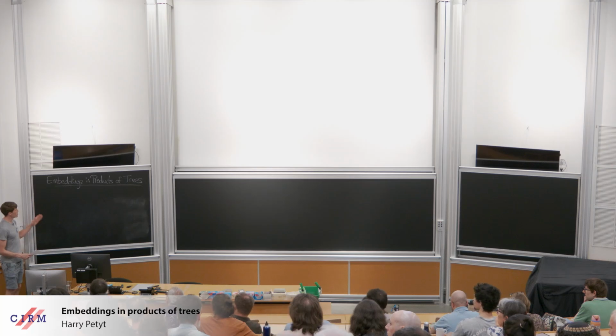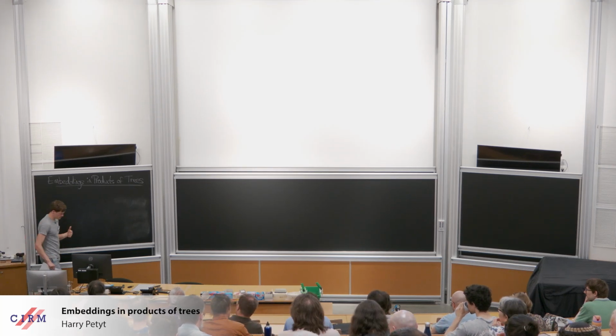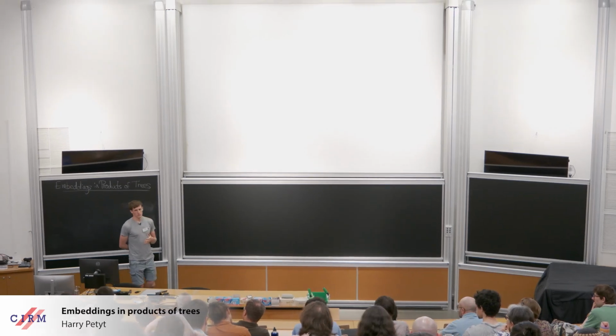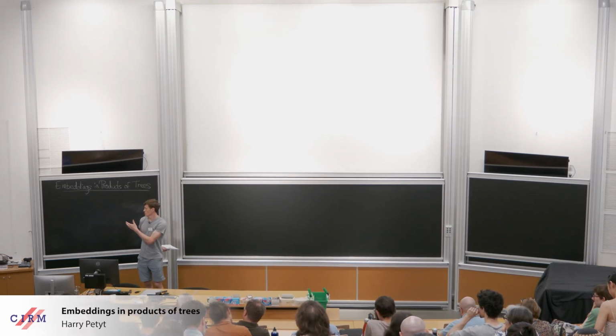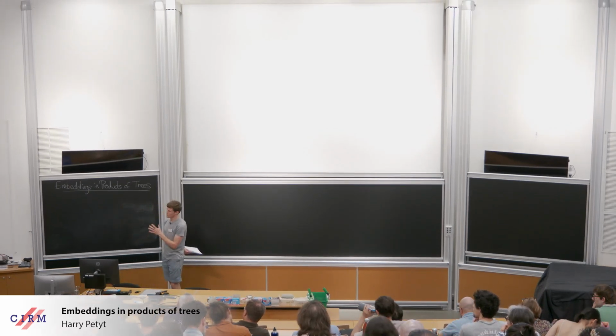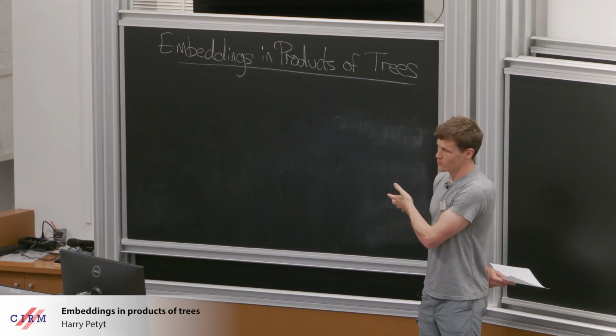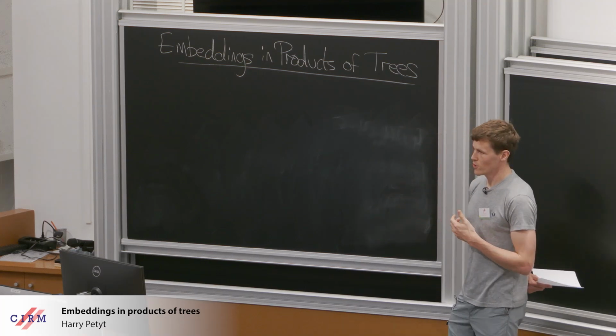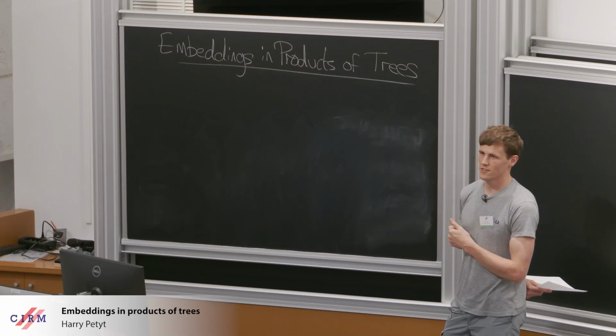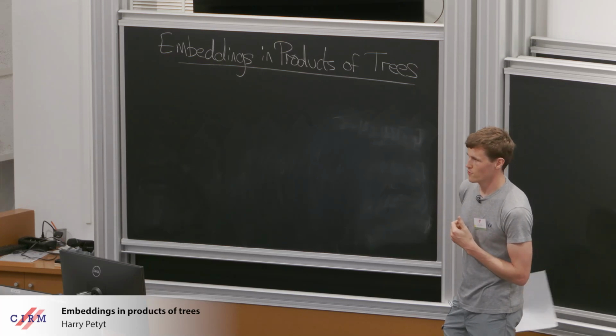So yes, I'm talking about embedding things into products of trees. And here, I'm thinking of a product of trees as being some kind of model geometry for the space or a group. And the idea is that if this model geometry is something you understand the geometry of well, and if you can embed something inside it, then that's supposed to be an informative thing.